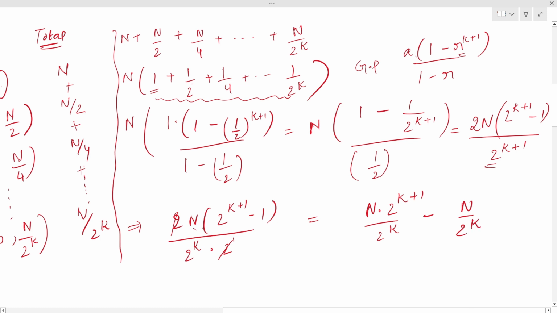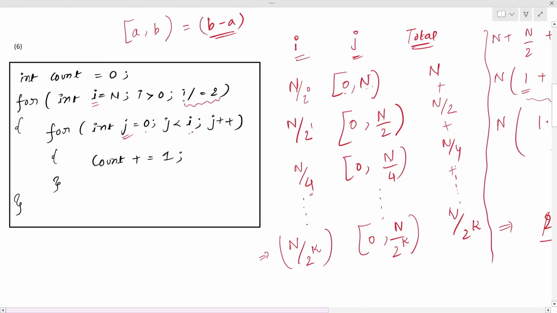Nothing, guys, I've just multiplied each and every term. I've multiplied this with n into 2 power k plus 1 divided by 2 power k, and again n into 1 divided by 2 power k. Now you can clearly see in our question that i is greater than 0. That means there is a possibility that i can be equal to 1. Every time, i is being divided by 2, but there is definitely a chance that i will become equal to 1.